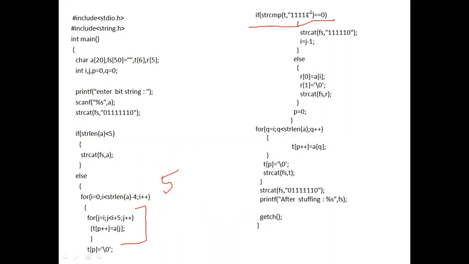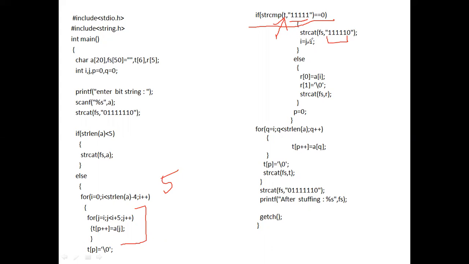If it is equal, we need to stuff. Whatever sequence we have taken from the input, if it is equal to 5 ones, then we have the job of stuffing a 0. That is what they are trying to do with the help of a string handling function called string concat. The frame sequence is taken, which is copied with 5 ones followed by 0.